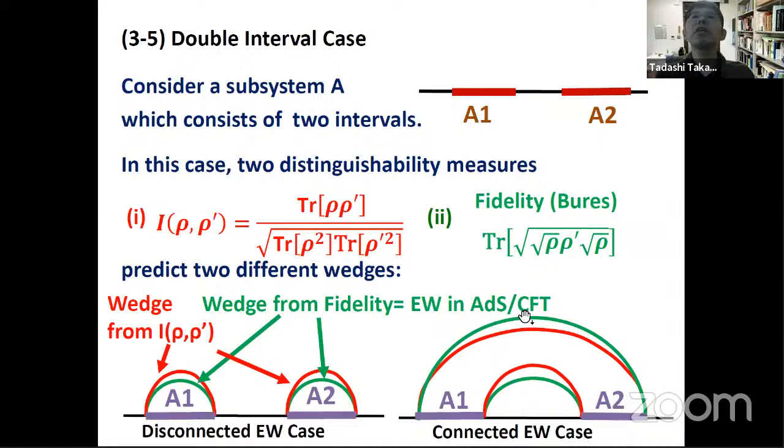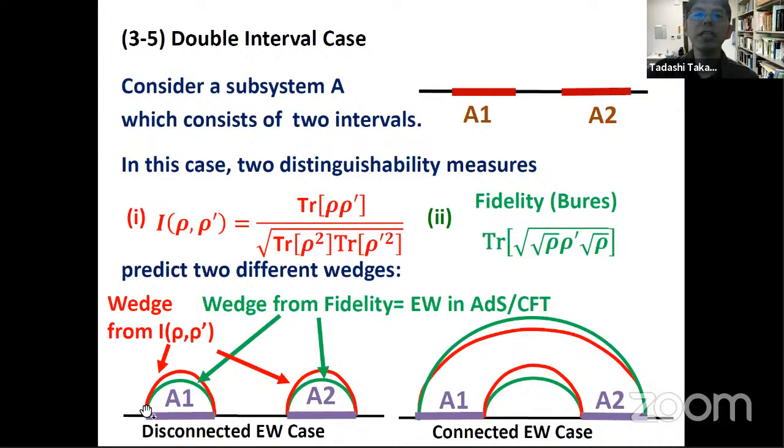Okay, so we can go to a little bit more complicated but non-trivial case, where we have the nice phase transition I introduced in the beginning. This is a double interval case, and we talk about 2D CFT on an infinite line, with two subsystems A1 and A2. We are talking about this I rho prime, and we can also do fidelity. In summary, what we find is here. This is an extra dimension, but actually here we are talking about 2D CFT. This is just the Euclidean time direction.